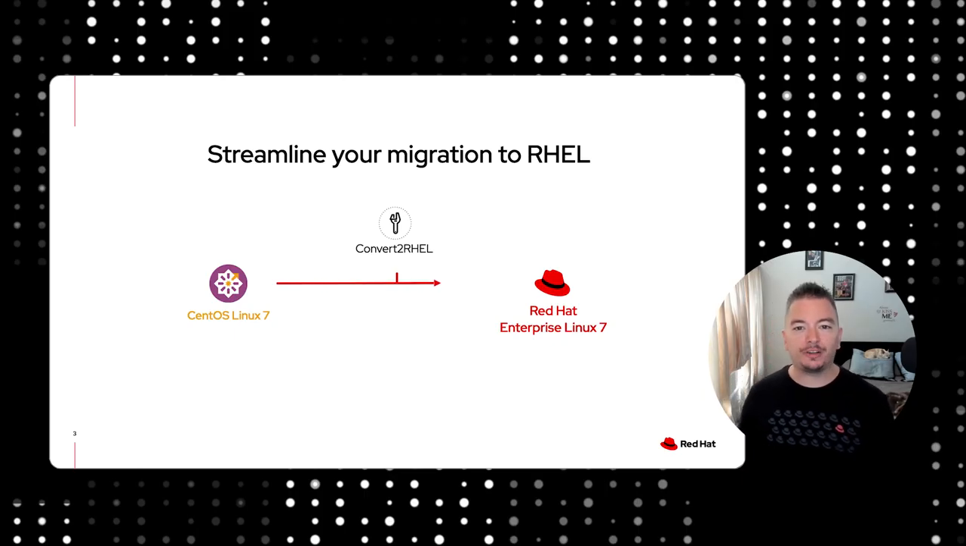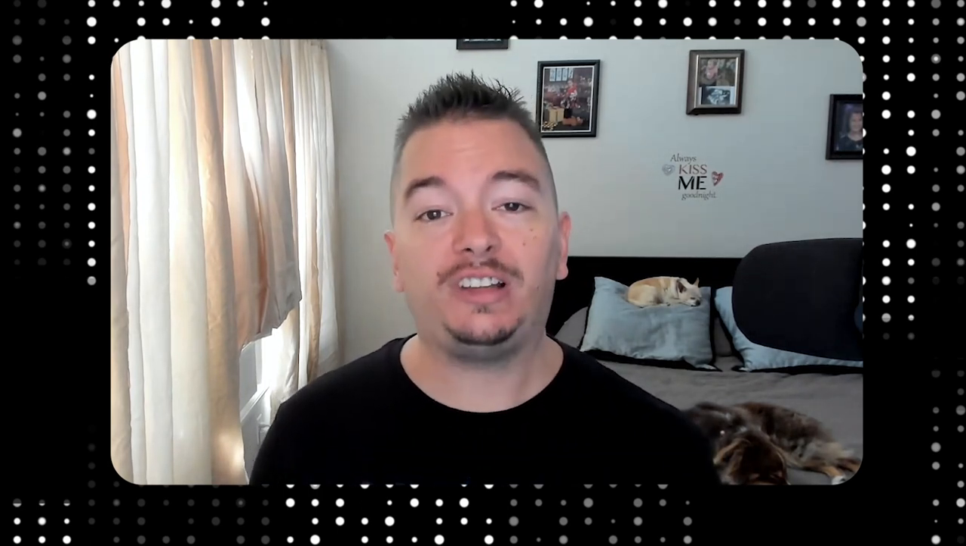So how would you go about this conversion? It's simple. You just take CentOS Linux 7, you subscribe to our new offering, which we'll talk about in a second, and you run an in-place conversion tool called Convert to RHEL to replace all the CentOS Linux 7 packages with Red Hat Enterprise Linux 7 packages. So you may be asking, Eric, why wouldn't I just spin up a RHEL 7 instance and move my application over there? That is certainly an option.